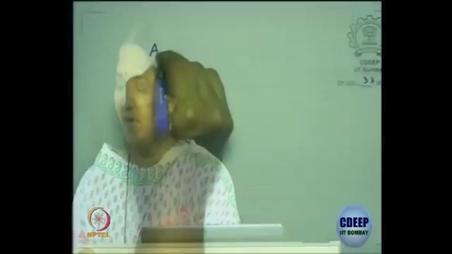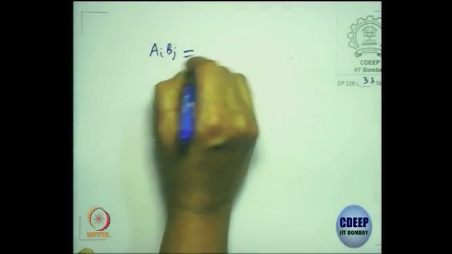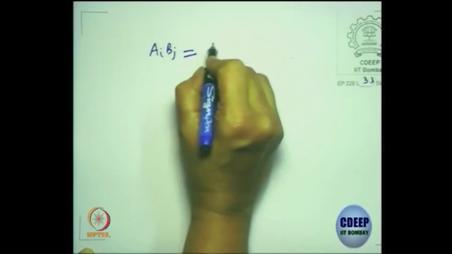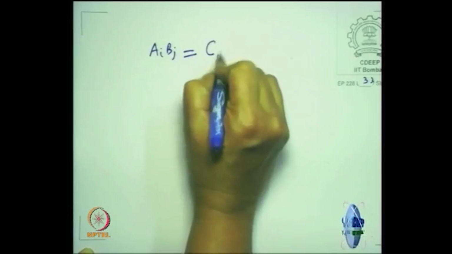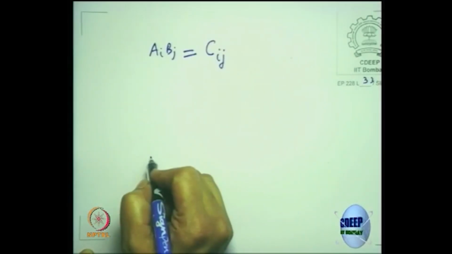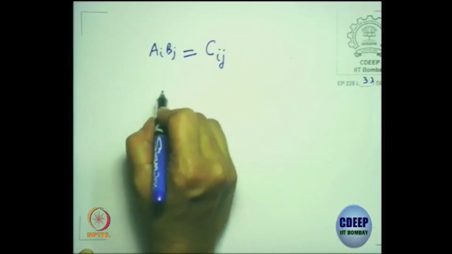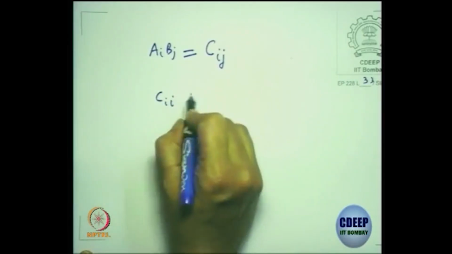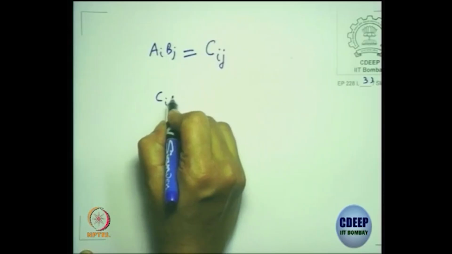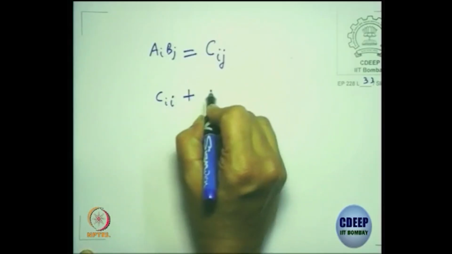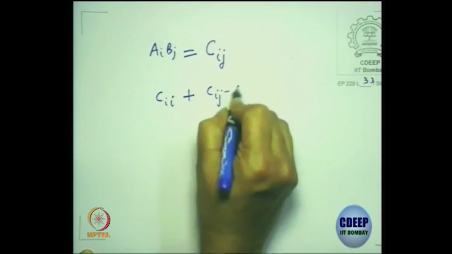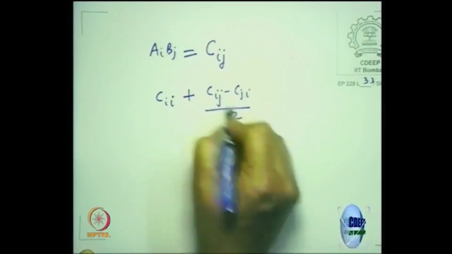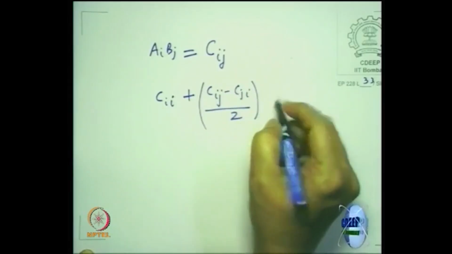So I am going to take Ai Bj. Let me call this T, or if you are getting confused, let me put it as Cij. This Cij, I can write as Cii plus Cij minus Cji by 2.